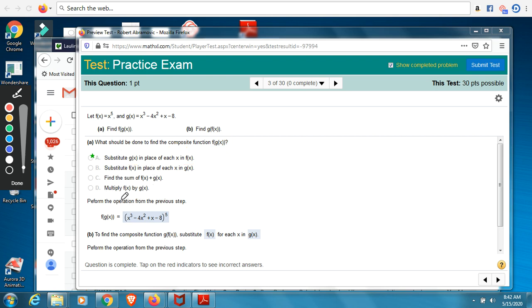So now when we perform this operation, what do we get? Well, remember f, like I said, takes an input and raises that input to the 5th power. So if f takes g as an input, it will take the function x cubed minus 4x squared plus x minus 8 and raise that whole thing to the 5th power.